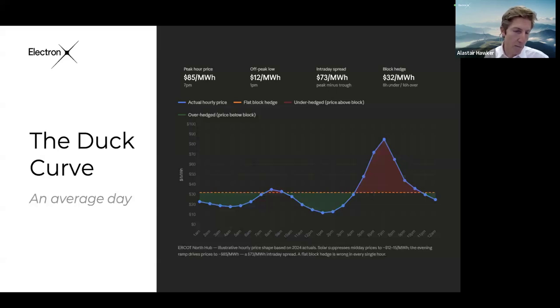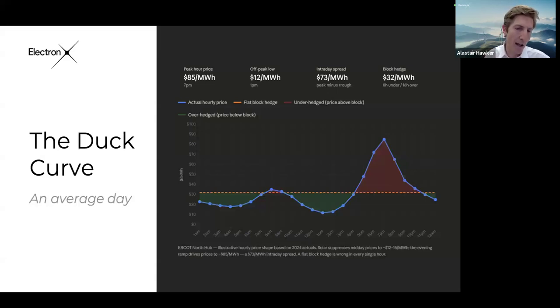This example is just some data from ERCOT North Hub from a couple of years ago. But if you just look at this, the orange dotted line shows an example of if you had a fixed price hedge of $32 in place, you'd see it really doesn't fit any of the hours in the entire 24-hour period. Early in the day, you can be overhedged, and later in the day, severely underhedged.